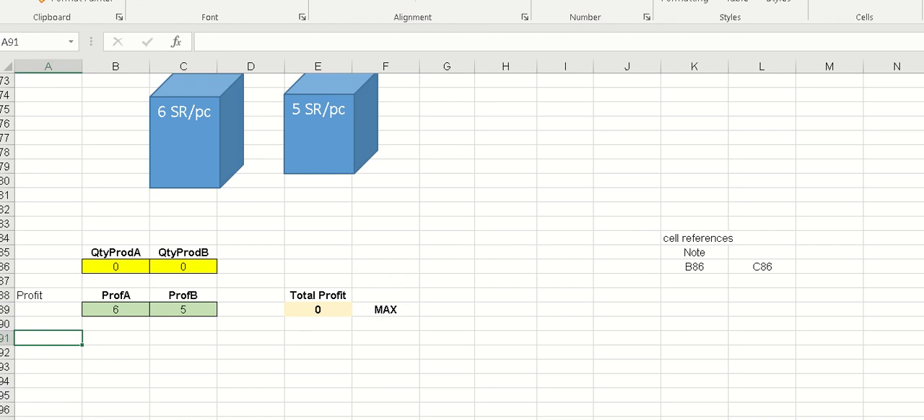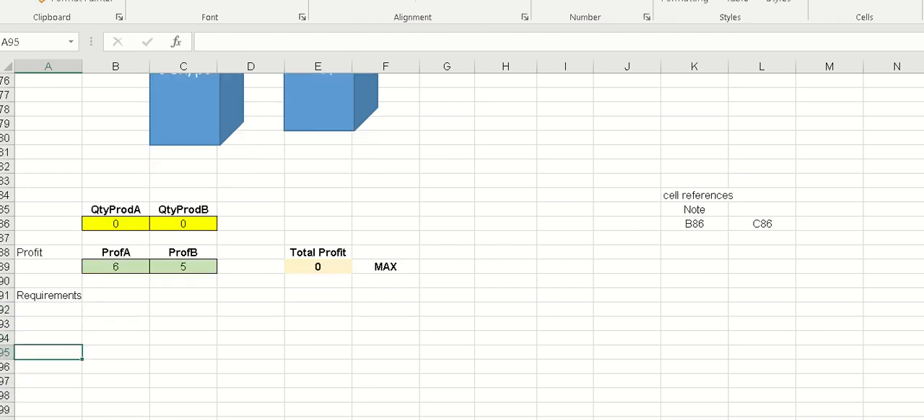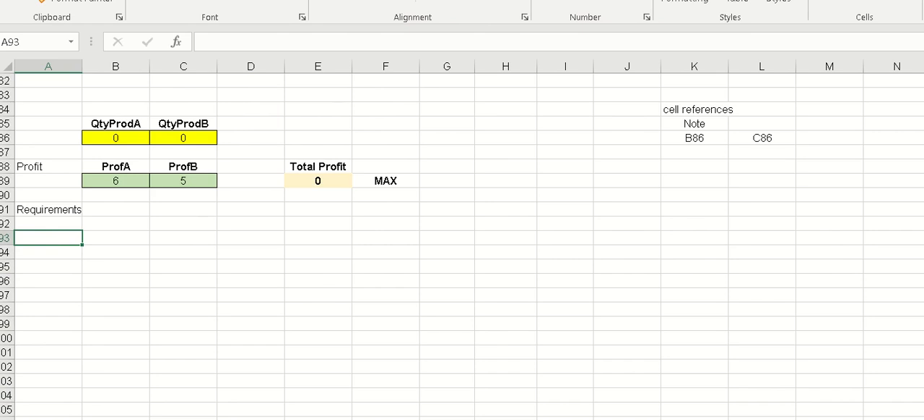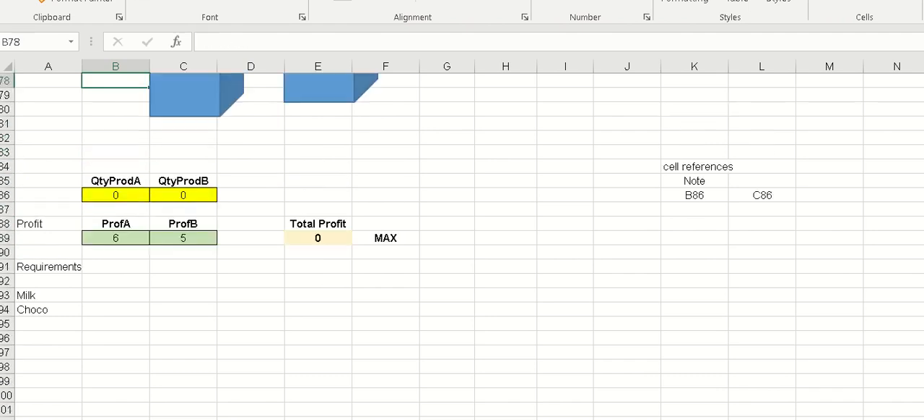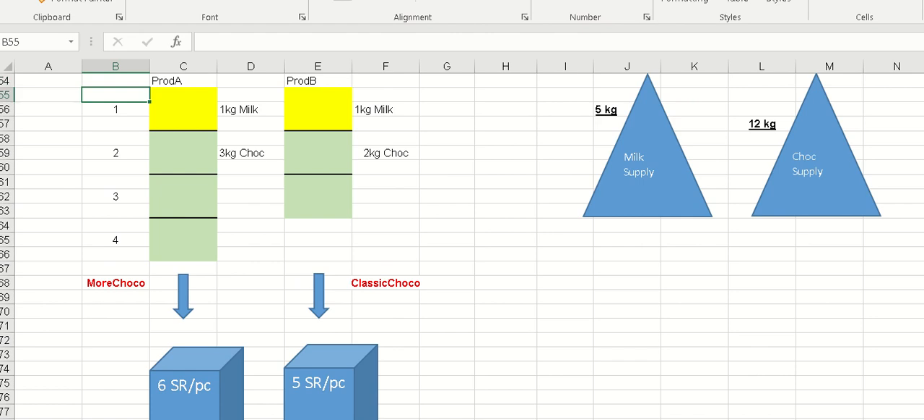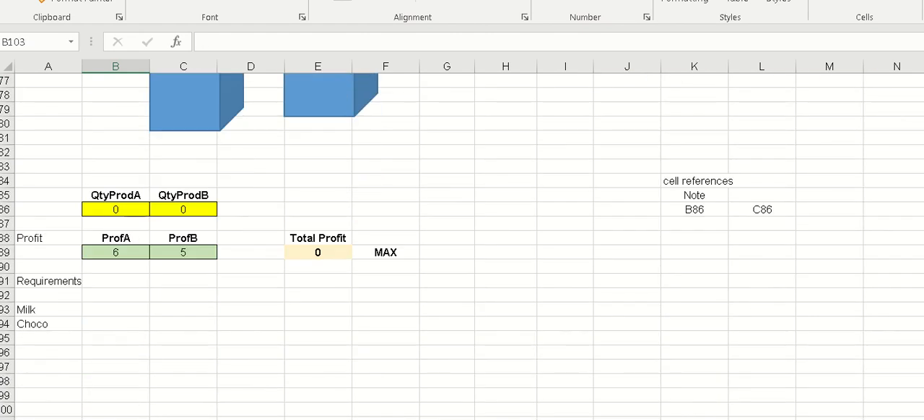And then the requirement now. So the requirements is that there are 2 requirements. You can write here all the requirements. One is milk, one would be chocolate, isn't it? So for milk, we know that for one quantity of product A would require 1 and 1. I think that one is here. 1 and 1.